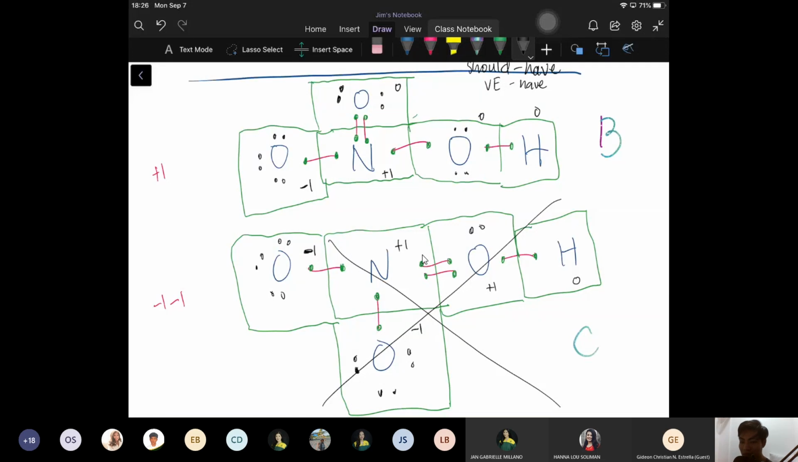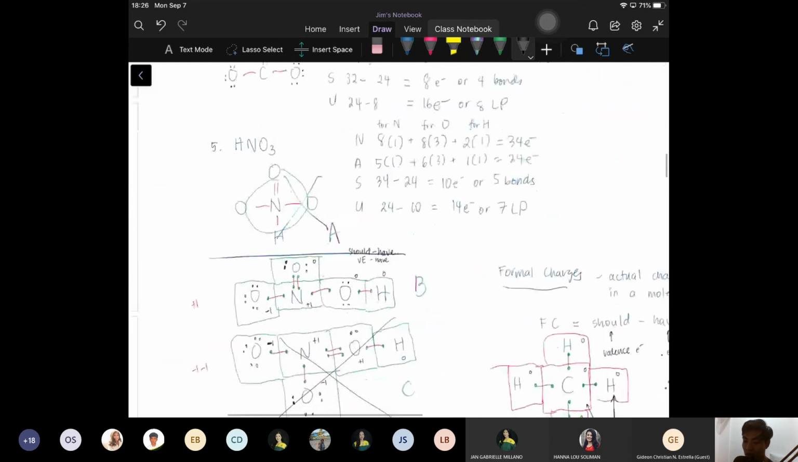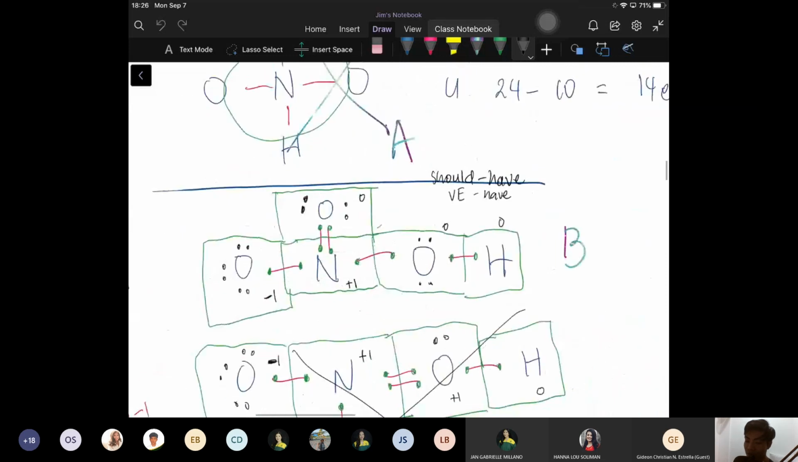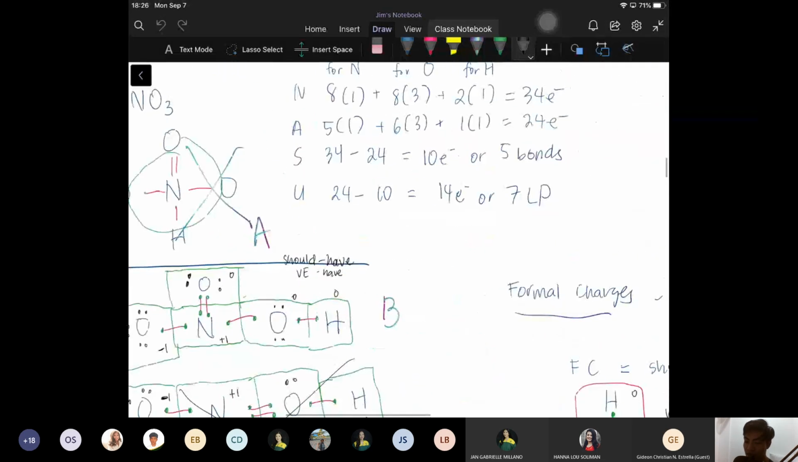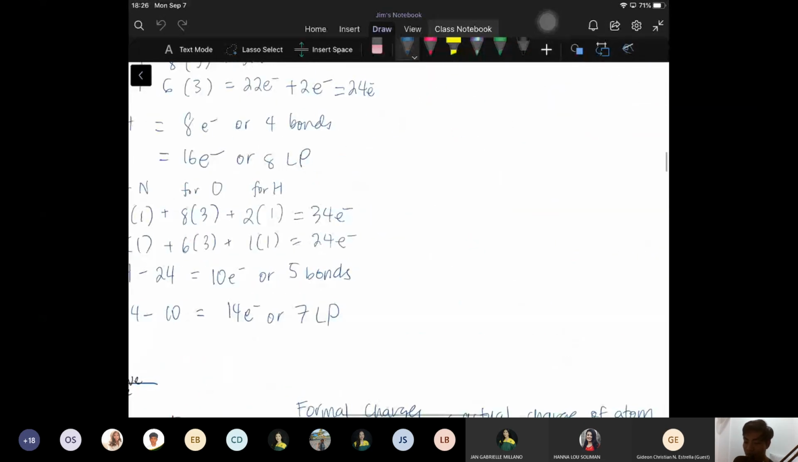May papakita akong example. Okay, so yan yung idea. So, X na ito. Bakit? Kasi tingnan mo yung oxygen, electronegative siya, pero may positive charge siya. X talaga yan. So, our final molecule for HNO3 is, ito. Draw natin dito. Siya yung nagwagi.